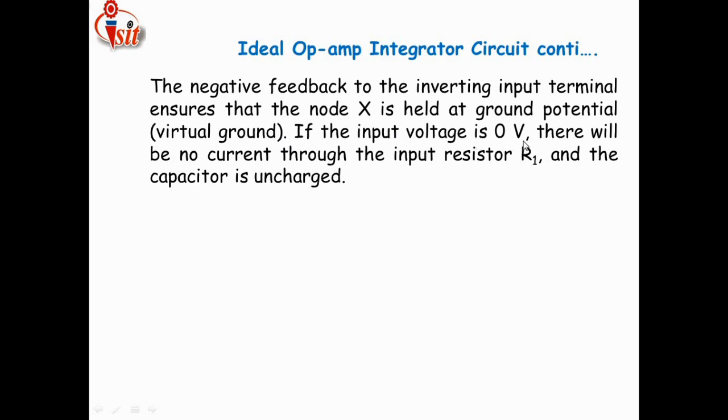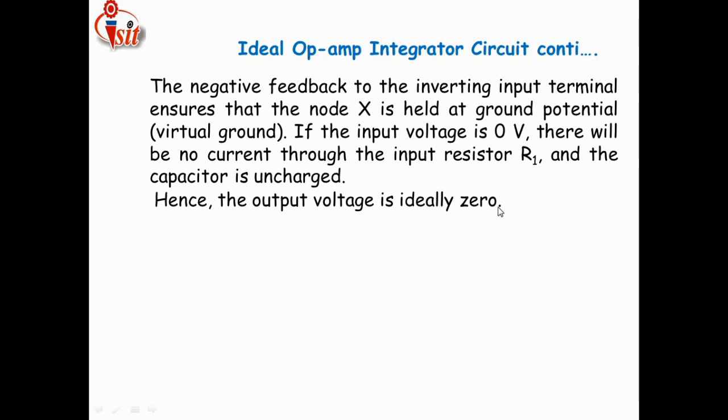If the input voltage is 0 volts, there will be no current through the input resistance R1. That means if the supplied voltage is 0, then what about the current? The current is also 0, because there is a correlation between voltage, resistance and current, that is V is equal to IR. The capacitor is unchanged, because a capacitor is used to store charges only, and the capacitor charging period and discharging period will decide what shape of waveform is produced by the integrator. Hence the output voltage is ideally 0.